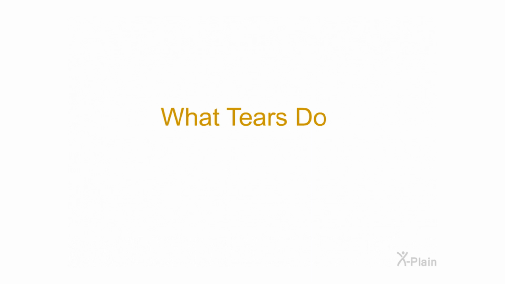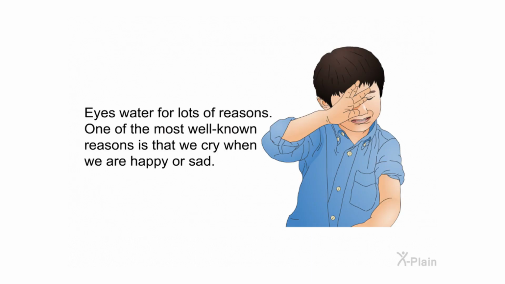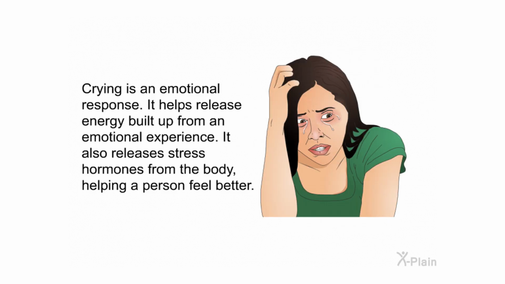What tears do? Eyes water for lots of reasons. One of the most well-known reasons is that we cry when we are happy or sad. Crying is an emotional response. It helps release energy built up from an emotional experience. It also releases stress hormones from the body, helping a person feel better.